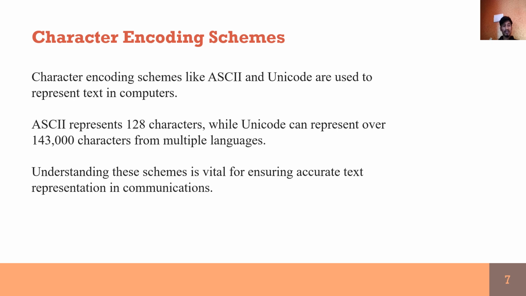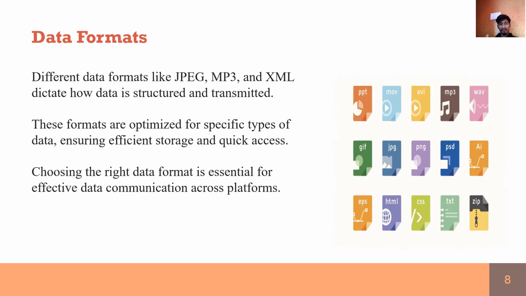Character encoding schemes. Character encoding schemes like ASCII and Unicode are used to represent text in computers. ASCII represents 128 characters, while Unicode can represent over characters from multiple languages. Understanding these schemes is vital for ensuring accurate text representation in communications.